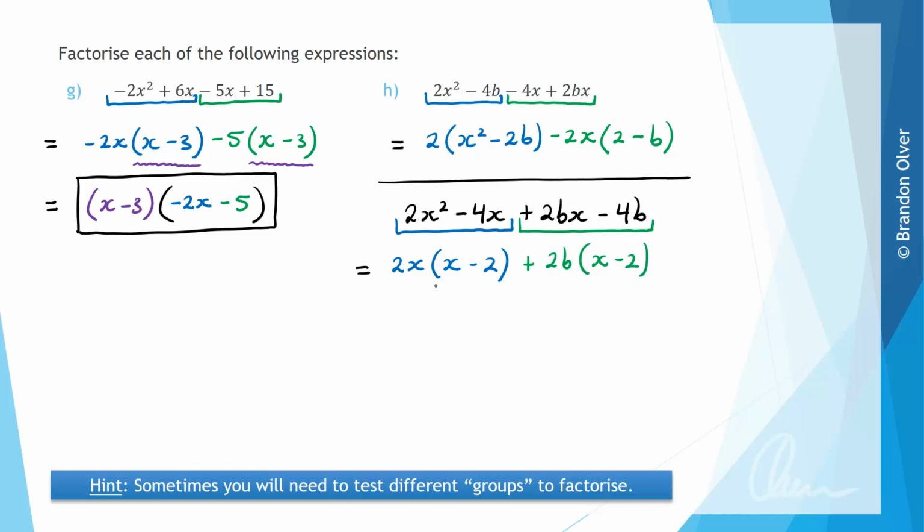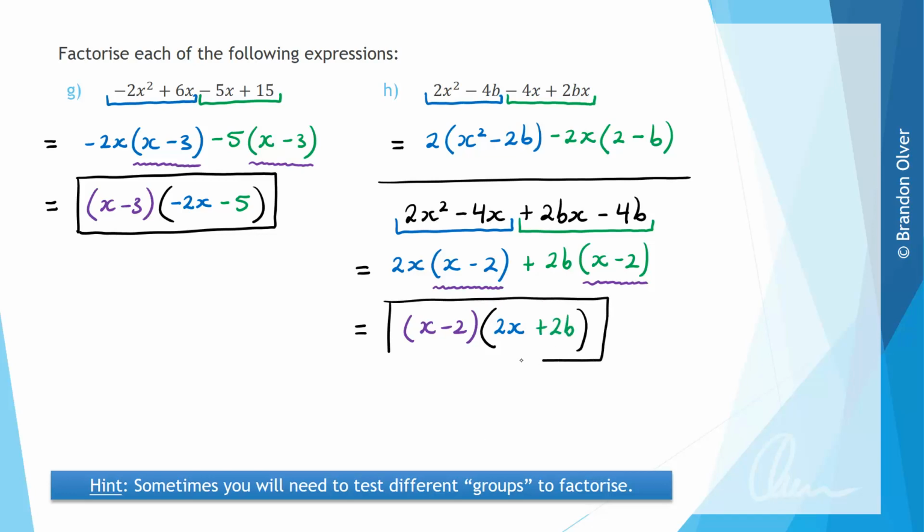As with the previous example, we can see that there's now a highest common factor, in this case x take 2, which means we can factor that out. So we're going to have x take 2, and that will leave behind from the blue side 2x, as that's what's multiplying x take 2. And in the green, we can see that 2b was multiplying x take 2, so there's a plus 2b there. So that is the answer for the factorization of part H.